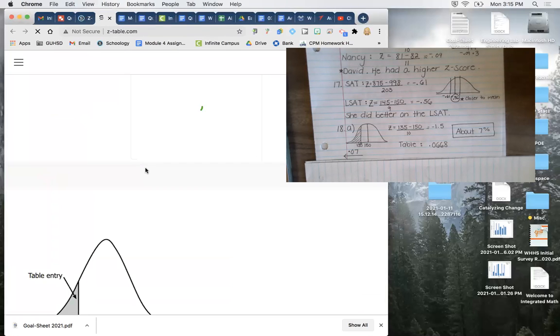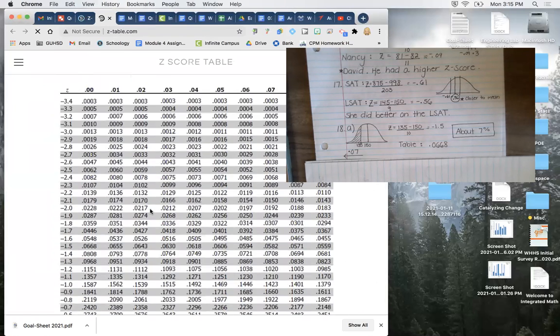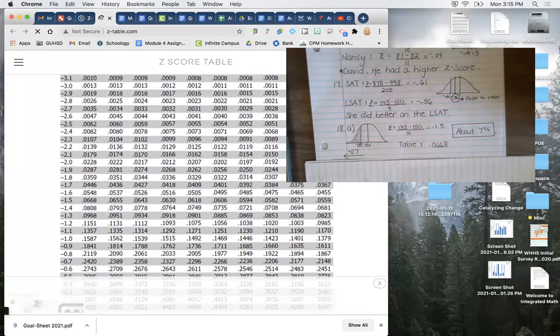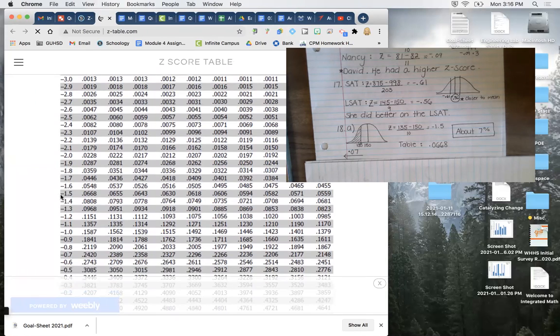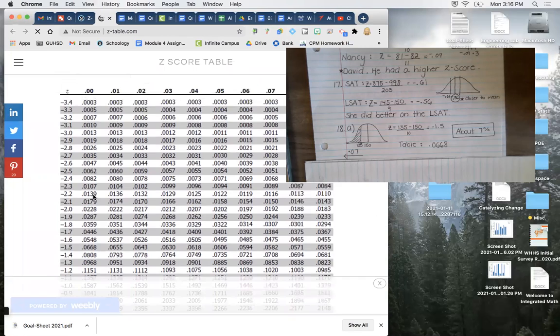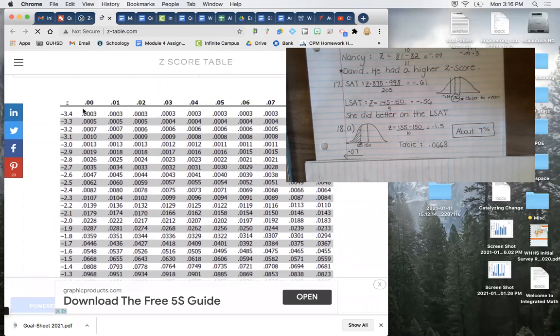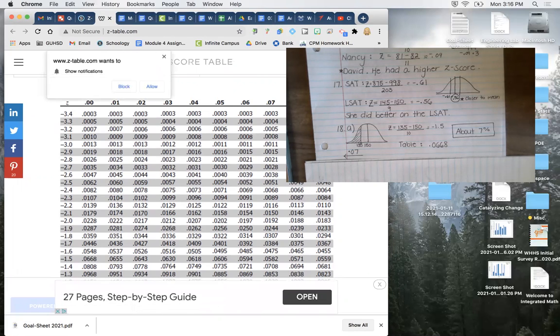Okay, so on the Z table, I look up negative 1.5. Negative 1.5, and that is the value right there. If you remember, negative 1.50, because there's nothing after that, is 0.0668, which I made 7%. You'll see I put in the table it's that, but it's really 7%. That's the area to the left.